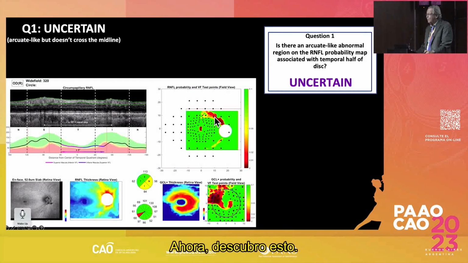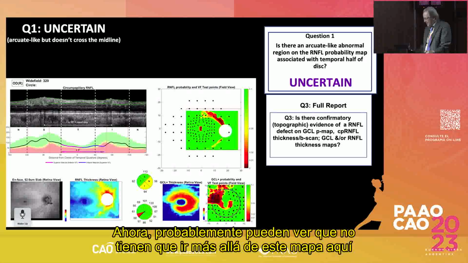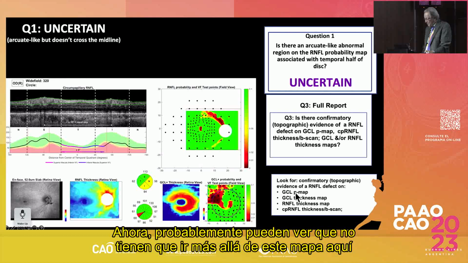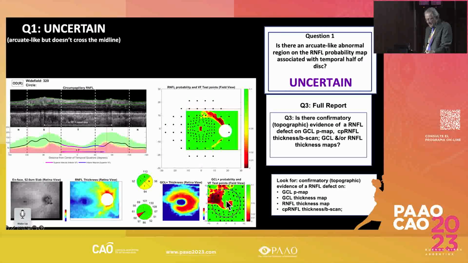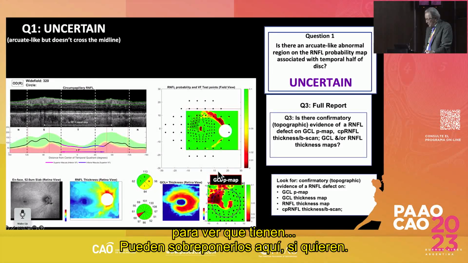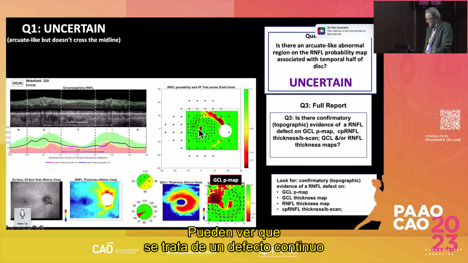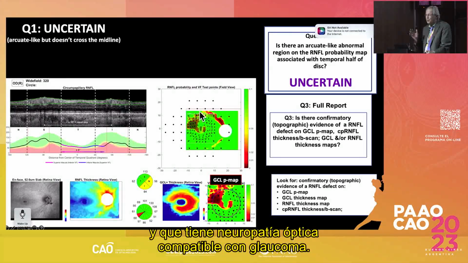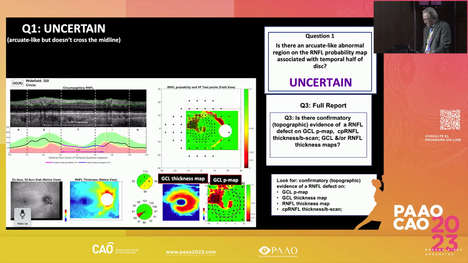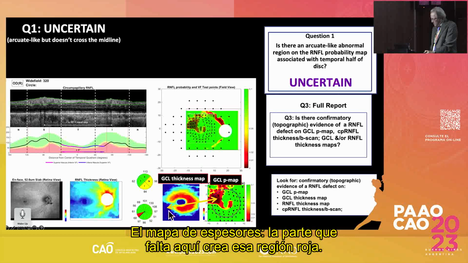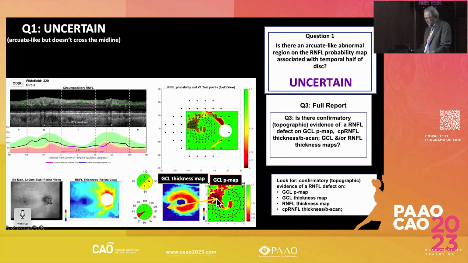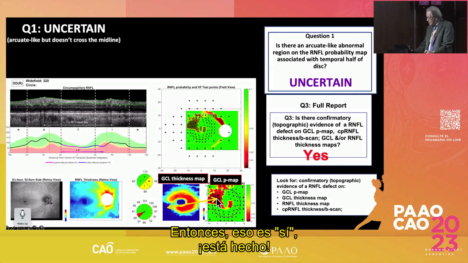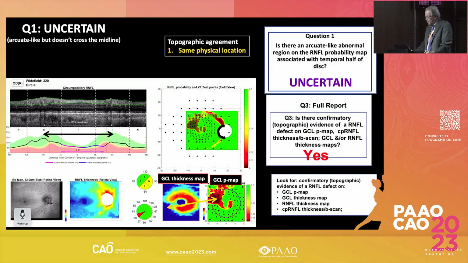All right? I now uncover this. By now you can probably see, you don't have to get any further than this map here to see that, if you can actually superimpose that if you want, you can see that this is a continuous defect, and you're done. You have optic neuropathy consistent with glaucoma, right? So the thickness map, this missing part here is what creates that red region, right? So that's yes, right? You're done.